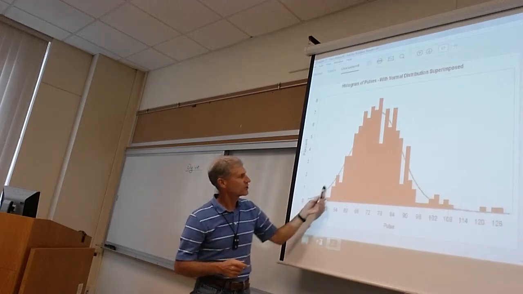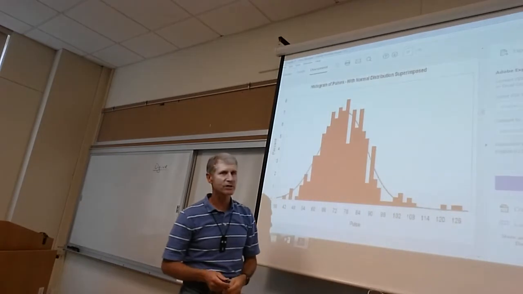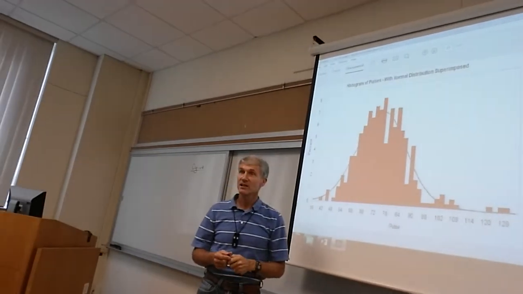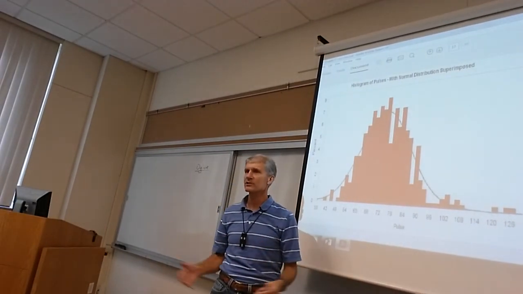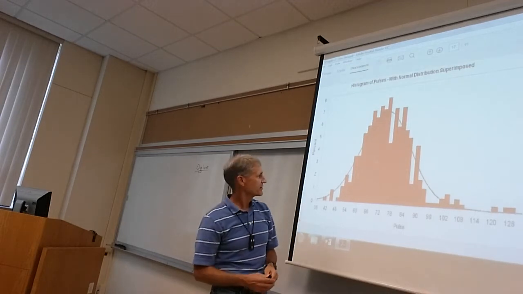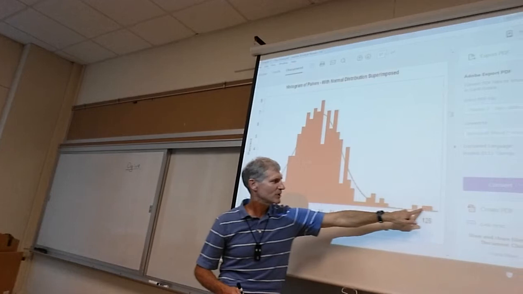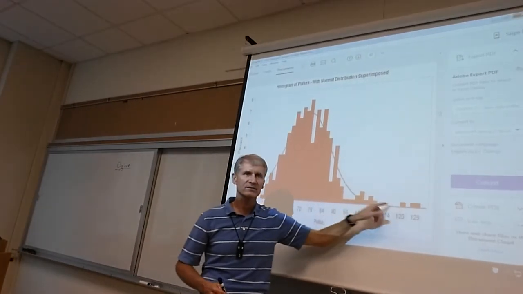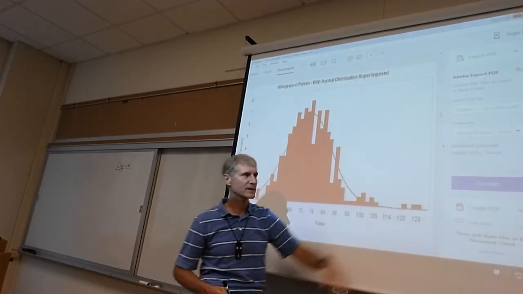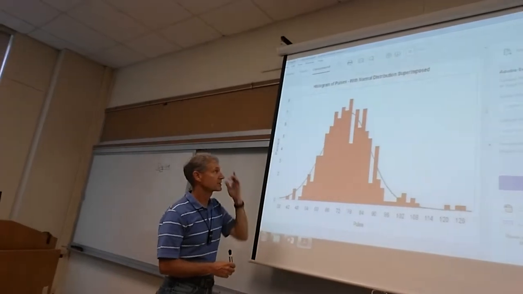So this one has a normal curve superimposed over the top of it, and it's a way of assessing, is this data normally distributed? And I would say, yeah, pretty close, but a little bit too much out here in this upper tail. Right? So there's some slight skewness.